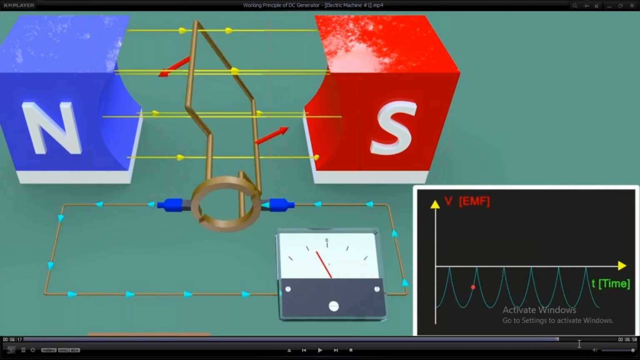Now we are going to derive the EMF equation, and what factors make the EMF be induced in the generator.